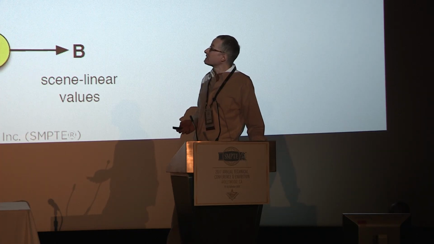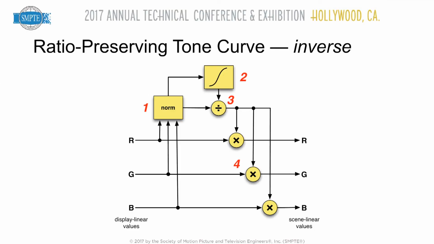And so the inverse looks very similar. You calculate the norm of, in this case, the display referred values, send that through the inverse of the tone curve, and the quadratic B-splines are quite easy to invert. Calculate the ratio and then multiply.